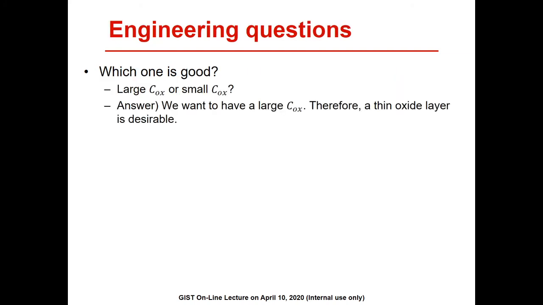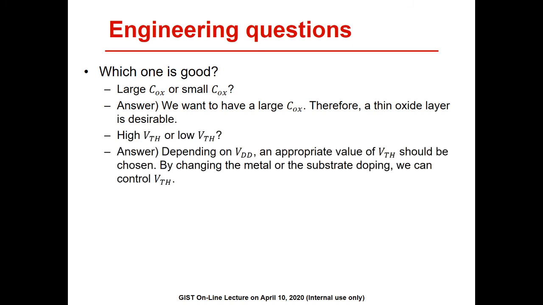In general, with a large Cox, we can collect many electrons under a given gate area. Therefore, a large Cox is preferred and a thin oxide layer is desirable. In the case of VTH, an appropriate value depends on VDD. Since VDD has been reduced from 5 volts to 0.7 volt during several decades, the threshold voltage also has been reduced. These parameters are critically important.